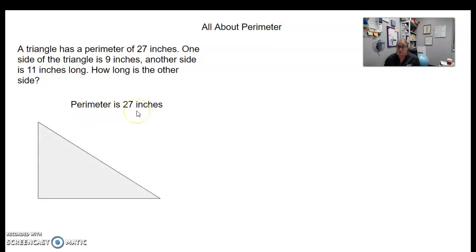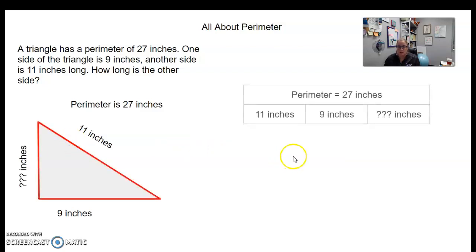I know the perimeter is 27 inches. I know that one side's 9 inches, because it tells me right here. I know another side is 11 inches, and I'm trying to figure out how long the other side actually is. Now I'm going to do my strip diagram. So with my strip diagram, I am going to fill it out like this. I know my perimeter is 27 inches. I know one side's 11 inches, one side's 9 inches, and I'm trying to find that other side.